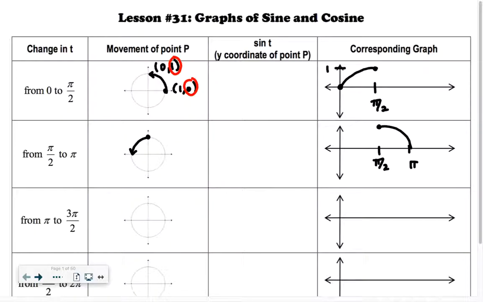Like for sine, I think good things to try would be the pi over 6s. So if I had 5 pi over 6, that's the point negative root 3 over 2, comma 1/2. So 5 pi over 6 would be at a height of 1/2. So you can get all those other points as well. All right, and then pi to 3 pi over 2, what do we go from? We go from 0 to -1. And then the last one, 3 pi over 2 to 2 pi, we go from -1 back to 0.